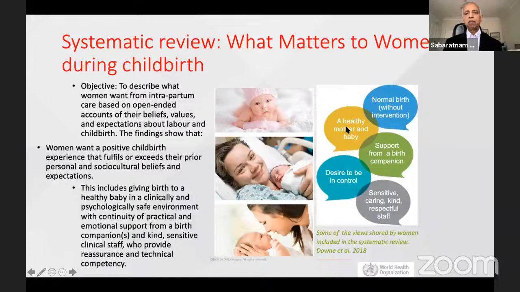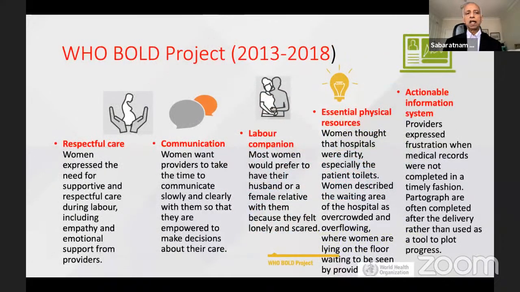We must have a healthy mother and baby, and we need support from a birth companion, who can be the mother, sister, or husband. There is a desire to be in control, so all decisions have to be discussed with the woman and a conclusion reached together, with sensitive, caring, kind, respectful staff. So WHO wanted to put these things into the partograph. That's why it can become a labor care guide.